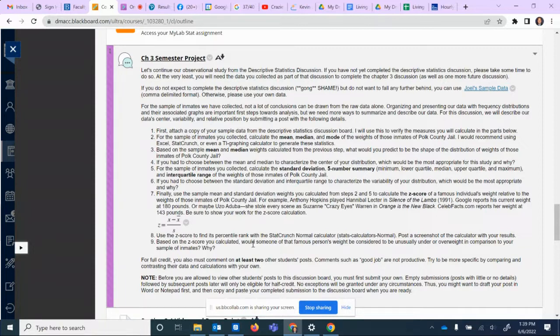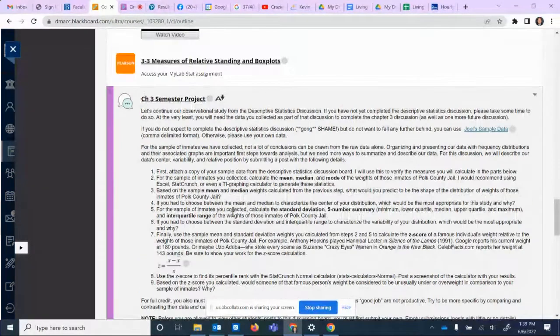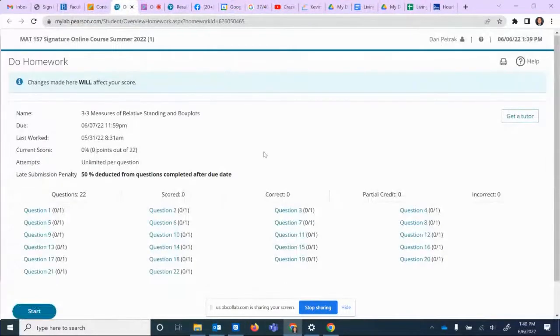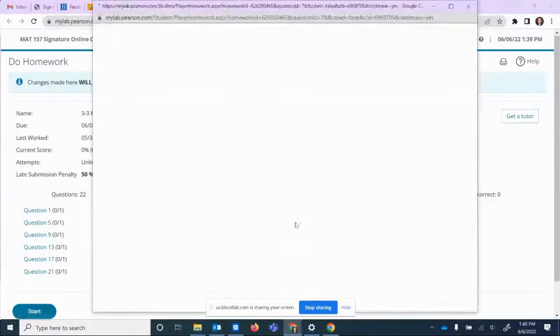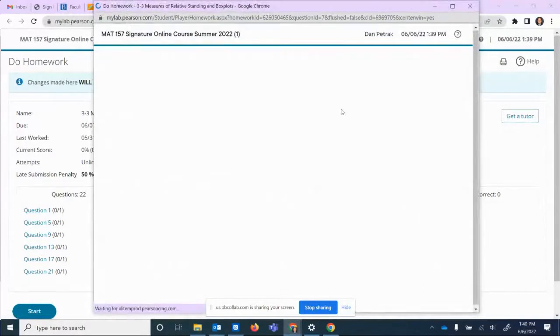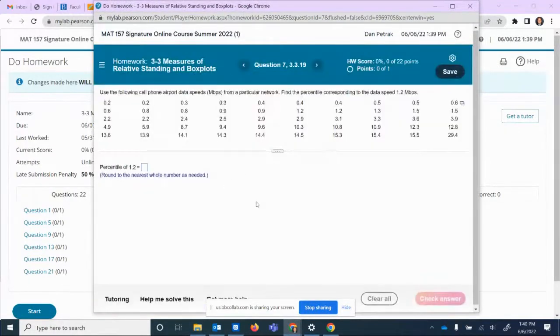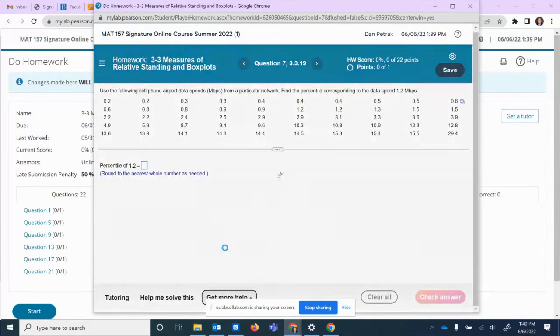And then we get to use the normal calculator. And I might just pull that up really quick here. I'm just going to pull up one of the assignments, and we'll just do an example really quick. I think I can just pick any one of these. I think I can get to StatCrunch through any homework problem. That's another way to get there. Yeah, StatCrunch, here we go.